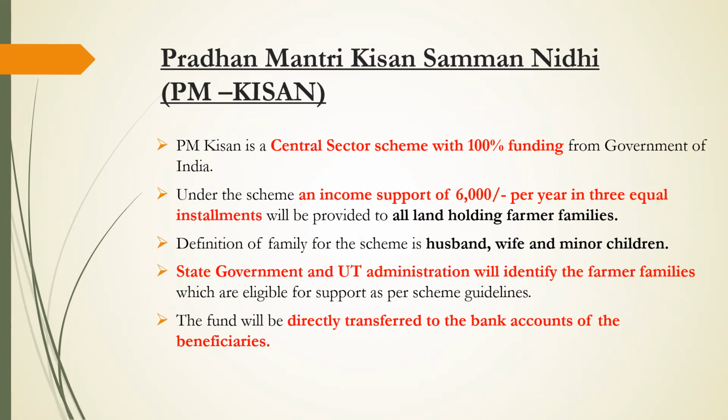PM Kisan Samman Nidhi. So what is the focus here? It is basically the government trying to provide income support for the farmers, by giving them 6,000 rupees per year in 3 equal installments. That is the basic premise. It is a central sector scheme with 100% funding coming from the government of India. The state government and the UT administration are responsible for identifying the farmer families. The 6,000 rupees is directly transferred to the bank account of the beneficiaries.